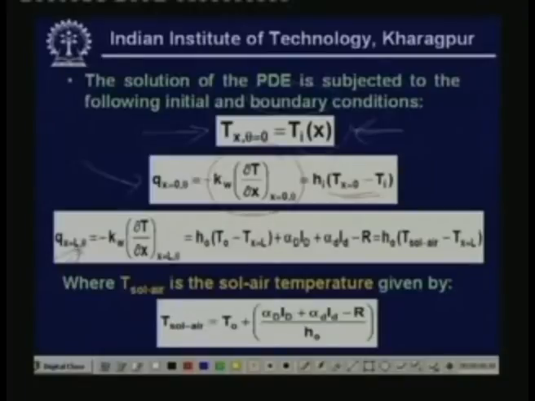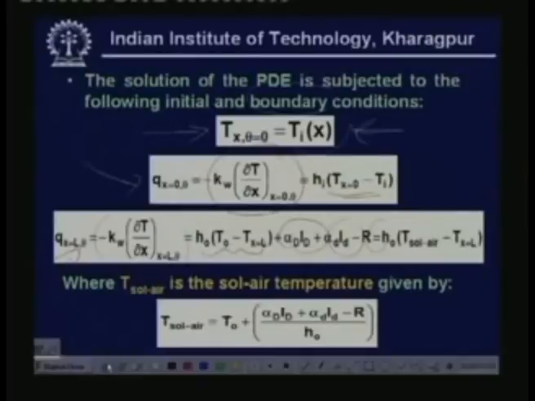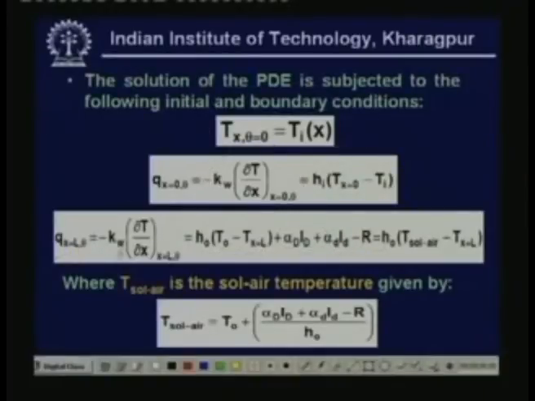Q at x is equal to L theta is minus kW dou T by dou x at x is equal to L theta, which is equal to the heat transfer rate by convection, heat transfer rate by direct radiation, heat transfer rate by diffuse radiation. This is the long wave radiation, right? What is done here is the boundary condition at the outer surface is written in terms of an effective or equivalent temperature called the sol air temperature. Okay, this is known as the sol air temperature.